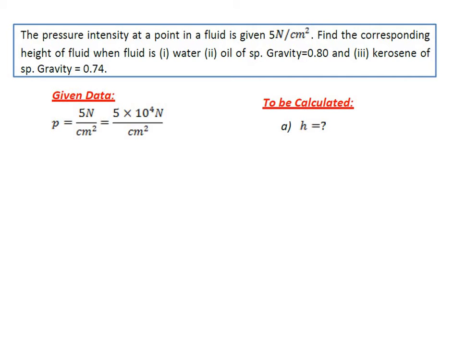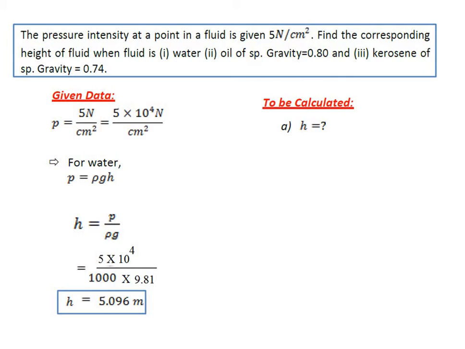Now we want to calculate the height H. We know that for water P = rho g H, so H can be given as P divided by rho g. For water it is 5 into 10 to the power 4 divided by the density of water, 1000, into g, the gravitational acceleration, 9.81. By this formula H comes to 5.096 meter.